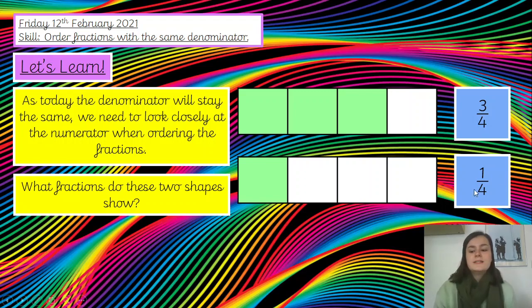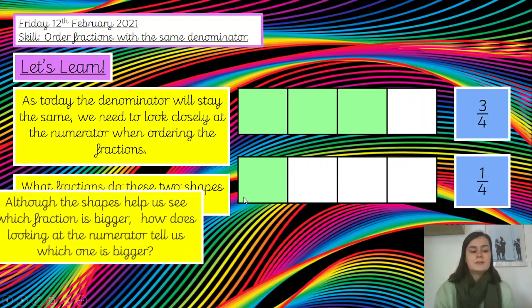Okay, so we can see that the denominator is the same for both. We've got a 4 at the bottom, which means both wholes have been split into 4 equal parts, which we know is quarters. We know they're called quarters, don't we? So the numerator tells us that in this whole 3/4 have been shaded, and this numerator tells us that 1 part has been shaded. So we've got 3/4 shaded in this one and 1/4 shaded in the bottom one.